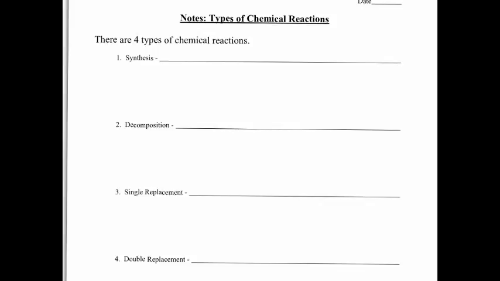Today we're going to talk about the 4 general reaction types that all chemical reactions can be sorted into. The first one we're going to talk about is synthesis. It's also sometimes called composition, so we're going to include that, composition.